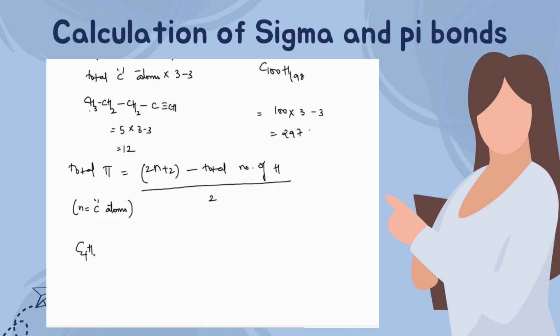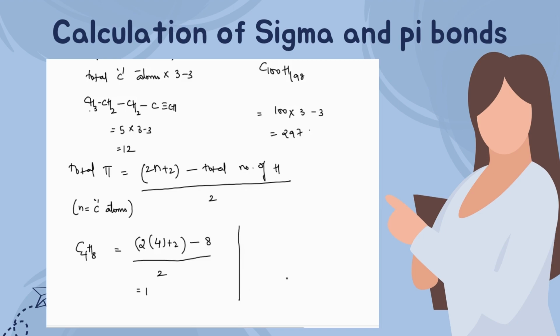We have C4H8, which is an alkene. Carbon atoms are 4, so 2 into 4 plus 2 minus hydrogen atoms 8, all by 2. That is 8 plus 2, 10, minus 8 is 2, and 2 by 2 is 1. So in the C4H8 molecule, you find only one pi bond. That means this is an alkene.